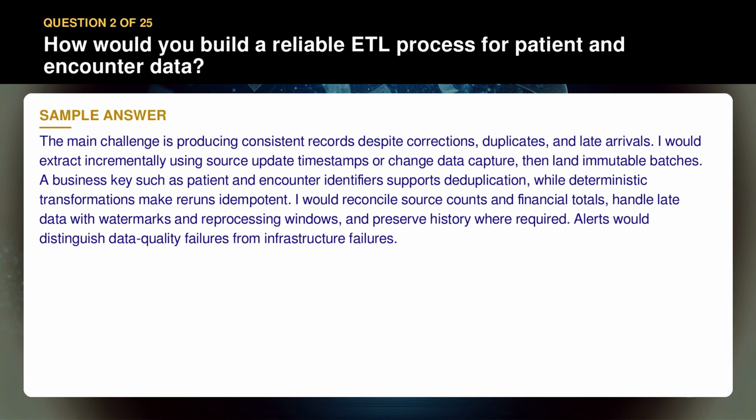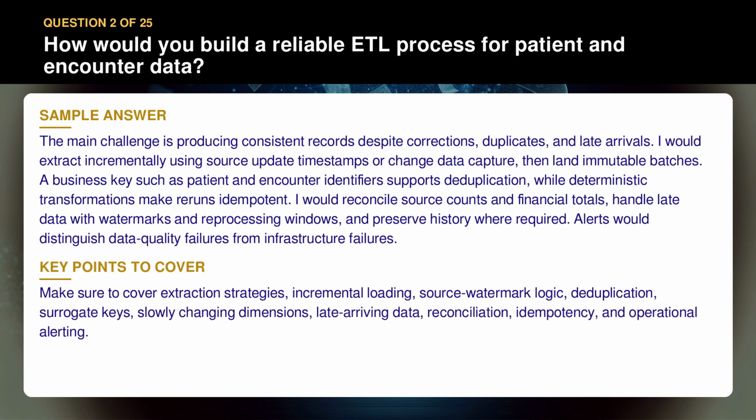I would reconcile source counts and financial totals, handle late data with watermarks and reprocessing windows, and preserve history where required. Alerts would distinguish data quality failures from infrastructure failures. Make sure to cover extraction strategies, incremental loading, source watermark logic, deduplication, surrogate keys, slowly changing dimensions, late arriving data, reconciliation, idempotency, and operational alerting.